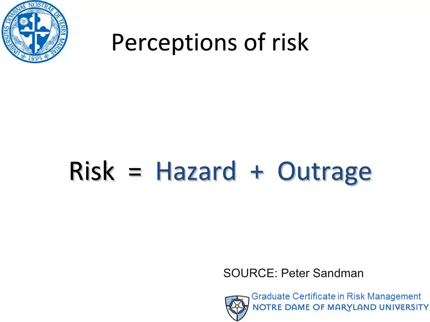Outrage refers to the fear, the dread, the anger, the emotional response that we feel to the presence of a danger. According to Sandman, outrage is every bit as real as hazard. Both are measurable. Both are manageable. And, mathematically speaking, if one is zero, the other could still be a non-zero factor. So the way the public perceives risk is more in line with this equation. The way you as experts see risk is more in line with the original risk equation that you learned.